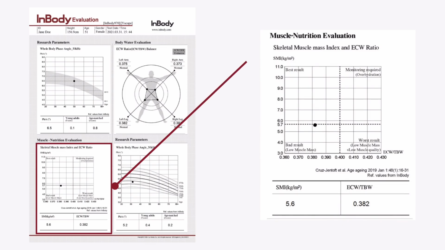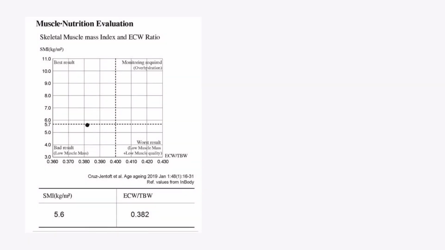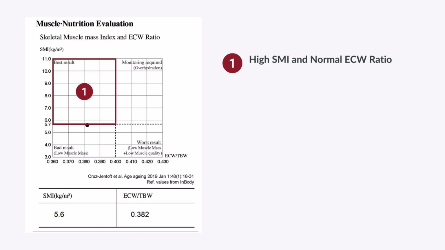Moreover, the next evaluation graph is the muscle nutrition evaluation graph that illustrates how your body conditions vary based on two key parameters, the skeletal muscle mass index and ECW ratio. Understanding this graph involves identifying which quadrant your current data falls into. If your data is situated within the first quadrant, indicating high SMI and normal ECW ratio, it signifies optimal conditions for both muscle mass and body water. This suggests well-developed muscles and proper body water levels, reflecting overall good body health.